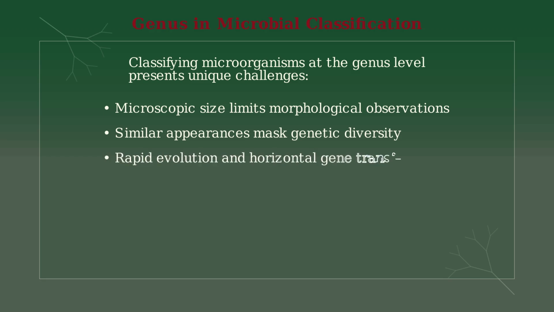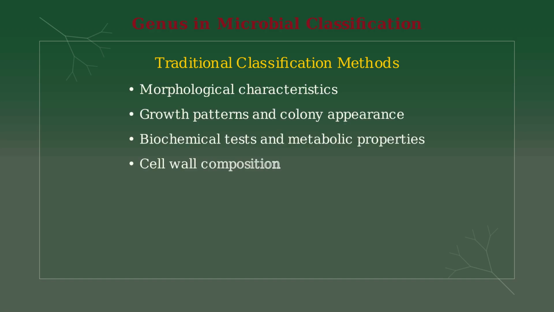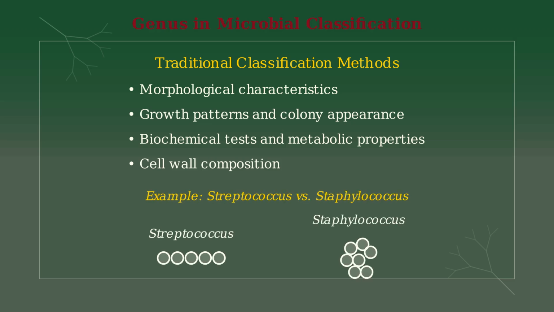Additionally, microbes evolve rapidly and can transfer genetic material horizontally between species, complicating classification. Traditional microbial classification relied primarily on observable characteristics. Microbiologists would examine morphological features, growth patterns, biochemical reactions, and cell wall composition. For example, genera like Streptococcus and Staphylococcus were differentiated by their arrangement patterns, chains versus clusters, despite both being spherical bacteria.